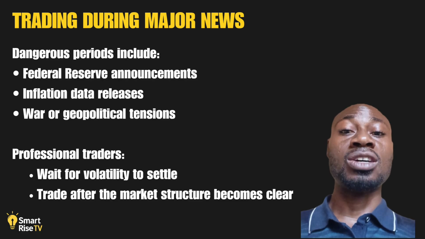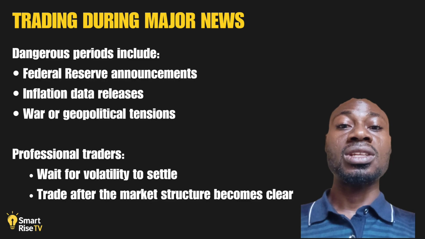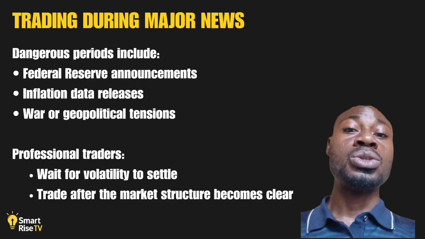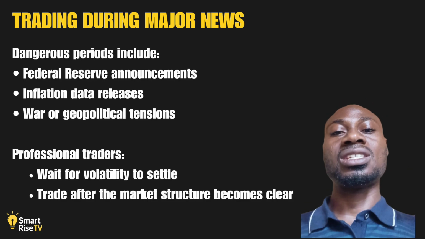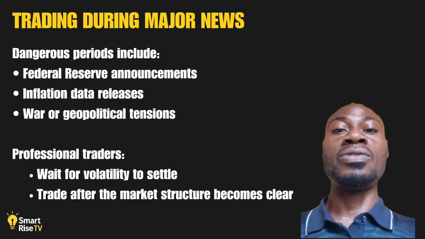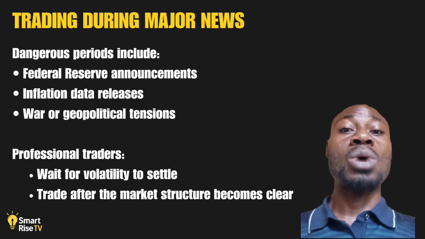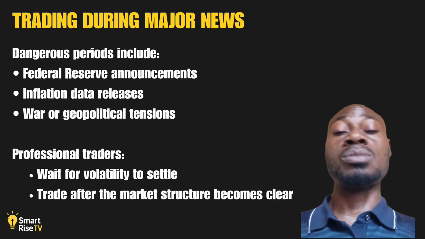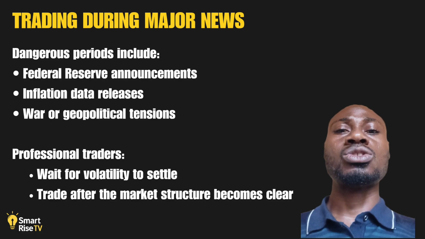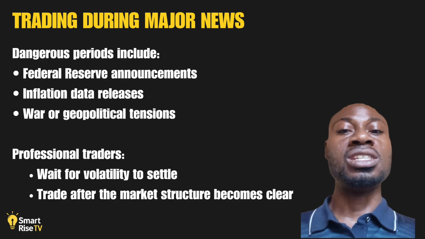Events like Federal Reserve announcements, inflation reports, interest rate decisions, geopolitical crises, and war developments can cause gold to move violently. Sometimes spreads widen, sometimes price spikes in both directions, and sometimes stop losses get hit before the real move begins.